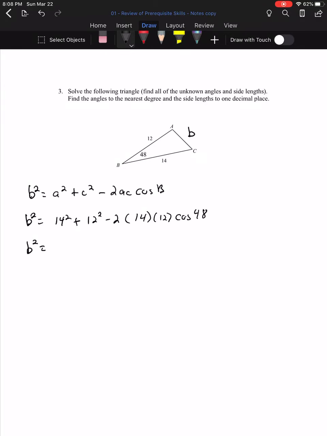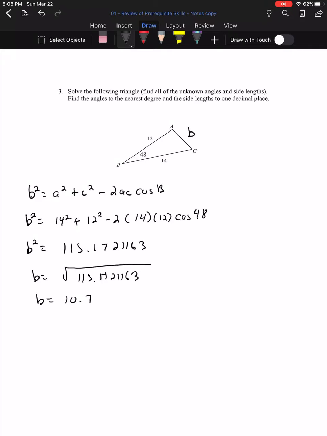I really like the cosine law, especially with great calculators. You can type this all in one step: 14 squared plus 12 squared minus 2 times 14 times 12 times cos 48. Bingo. I get 115.172163. I'm going to square root that thing. 10.7. And again, no units in any of these examples, but if this was centimeters, it'd be centimeters, meters, it'd be meters, whatever.